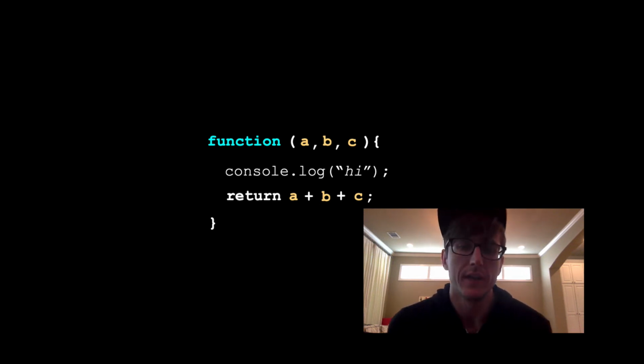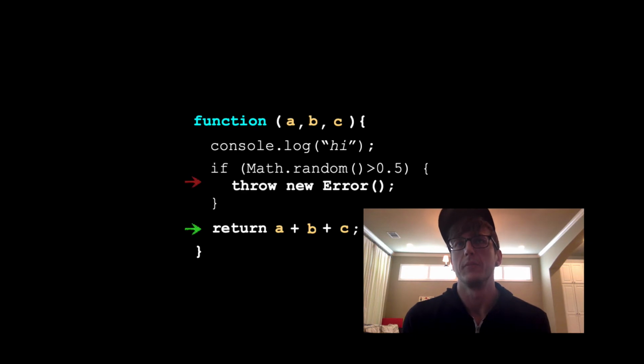If you're going to have a function that logs the word hi, and then half the time it throws just a dumb empty error, and the other time it just returns the sum of A, B, and C, which is what this is, then the fact that it throws that error is also part of the API.